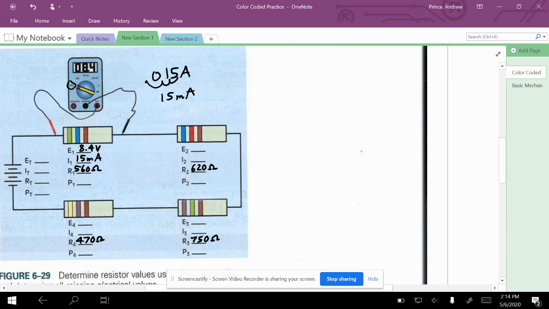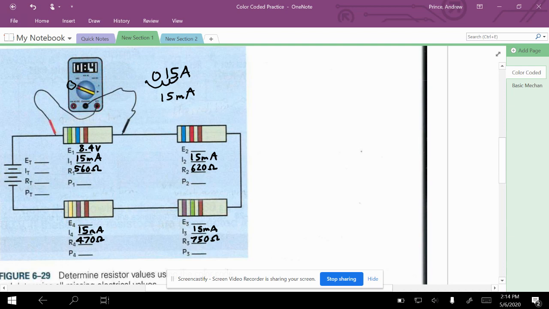Alright, since this is in series, we know one of these values is going to be the same across all the resistors. Now there's voltage drops all the way across, but the thing that we know that's consistent is the current. So 15 milliamps is going to carry across each resistor all the way back to the voltage source, since this is a series circuit. So 15 milliamps on every single one of these.